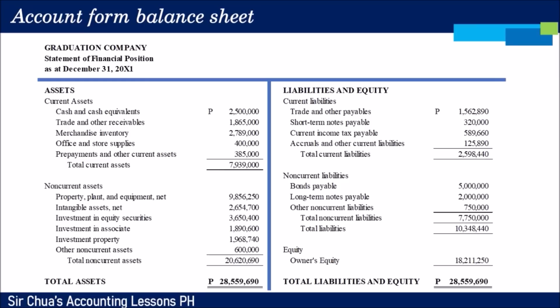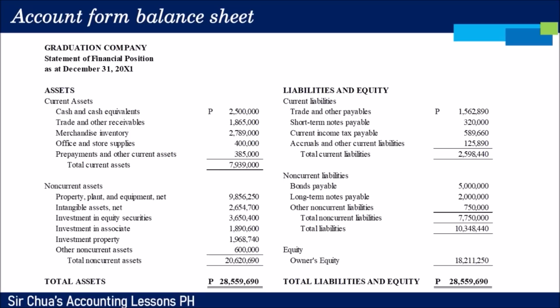And what makes it more interesting is, kaya siya tinawag na account form, ano po bang normal balance ng asset? Di ba debit? O di ba nasa debit side siya? Tapos yung liabilities and equity, anong normal balance niya? Di ba credit? O di ba nasa right side siya, nasa credit side siya? So, kaya siya tinawag na account form kasi mukha siyang T-account. Okay? So, yan po yung itsura naman ng ating balance sheet for prepared in account form.